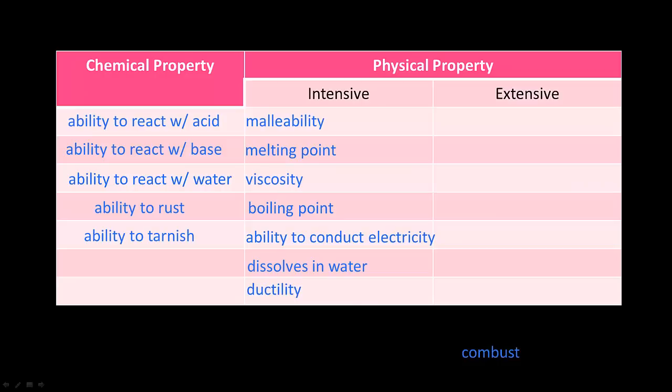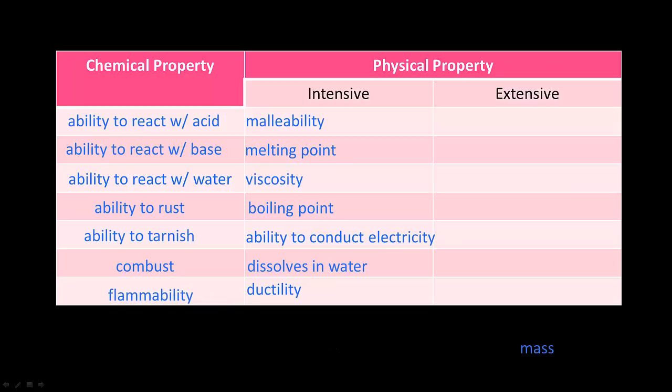Combust. In order to see if something will combust, you would have to light it on fire or blow it up, and then it would be changed into something new. So it is a chemical property. Flammability, same thing. To see if something will catch on fire or not, you'd have to catch it on fire, and then it would change into something new. So that's a chemical property.